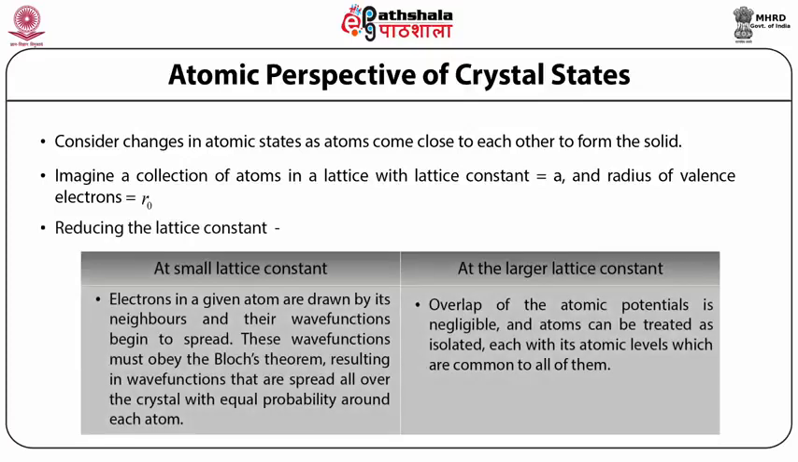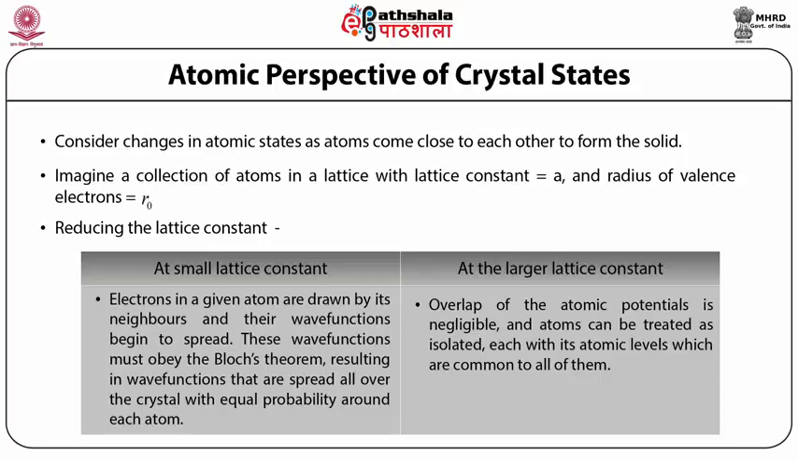The form of the potential due to the nuclei along a certain line at two distances is such that at larger distance we have a series of more or less non-overlapping wells. As atoms come closer, the wells overlap and the potential changes, particularly in the intervening space, as it is considerably lowered. At the larger lattice constant, overlap of the atomic potential is negligible, and atoms can be treated as isolated, each with its atomic levels, which are common to all of them.